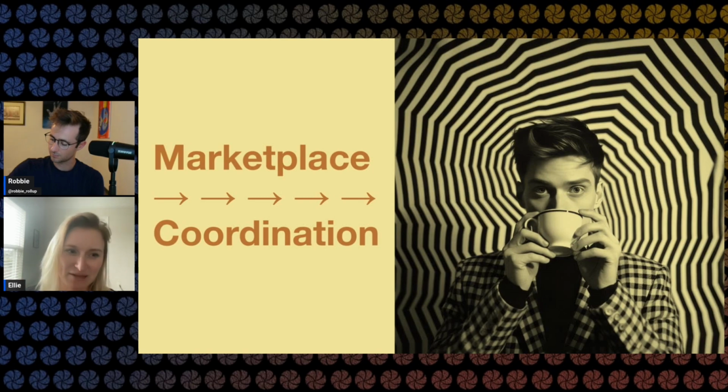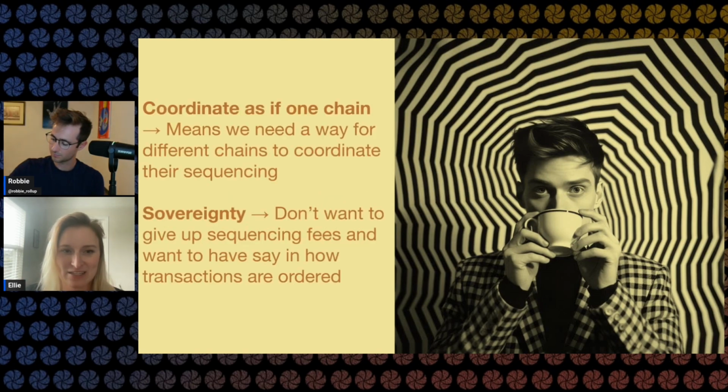So the marketplace is fundamentally just about coordination. That's all it is. If you recall our definition of composability, we're just trying to coordinate as if we're on one chain. And this means that we need a way for different chains to coordinate their sequencing. If you want to have composability between two different chains, it's best that they're sequenced together. And if we make an analogy to the L1 in Ethereum, this is true. Apps that are deployed on Ethereum are sequenced together. They're sequenced in the same Ethereum block by the same party. And so really, to get composability among all of these different chains, we need to have something very similar to that.